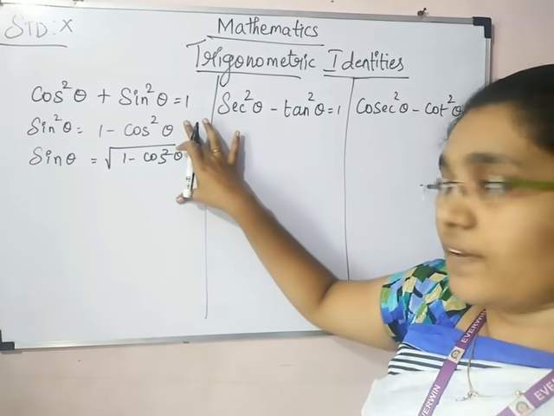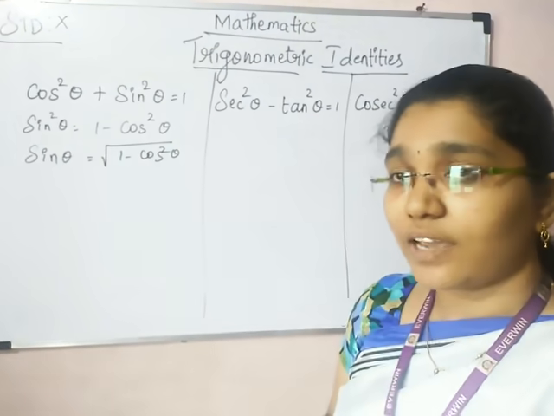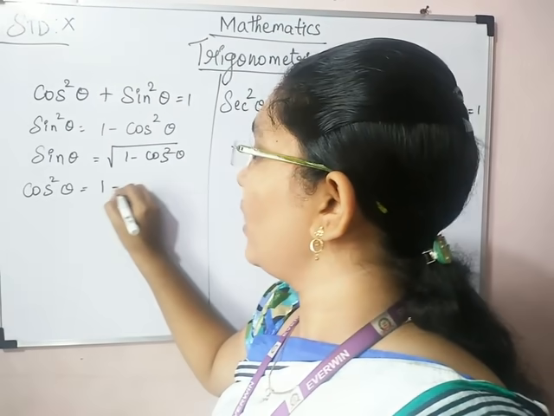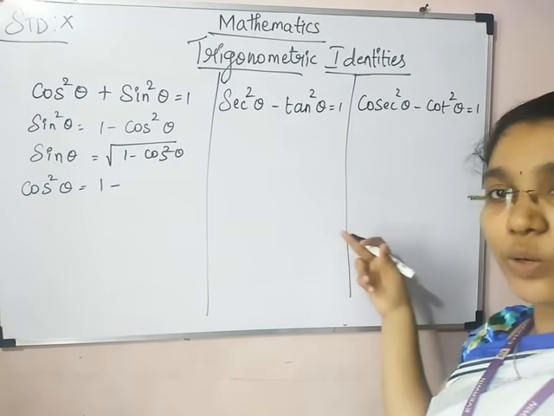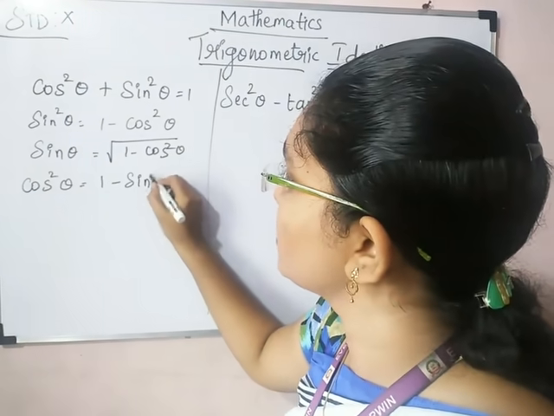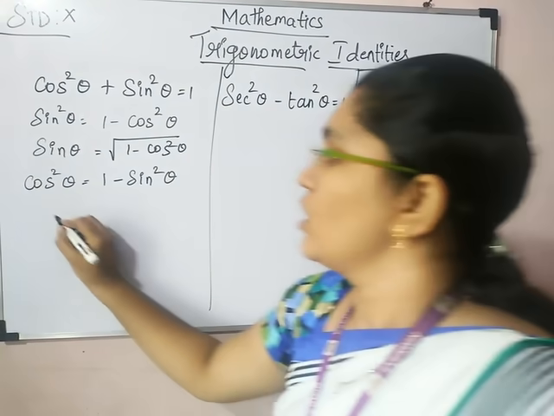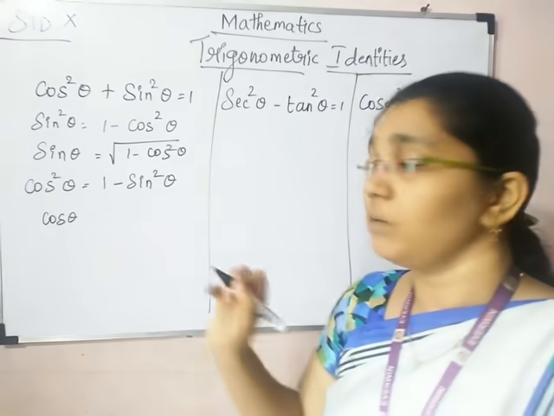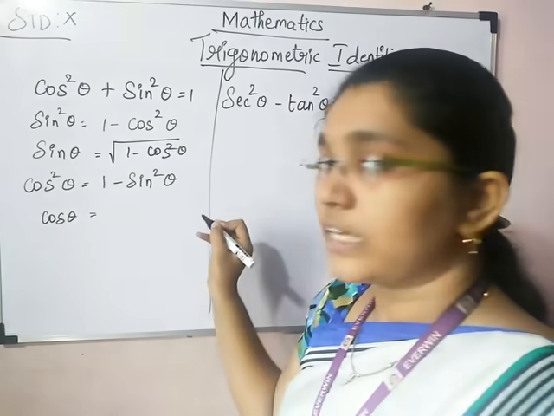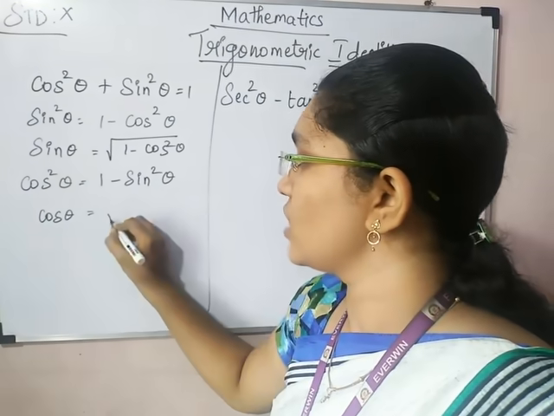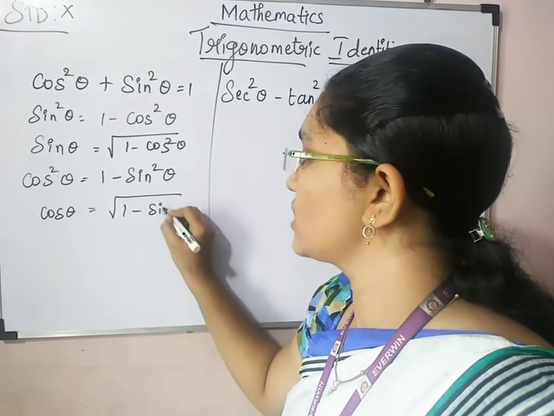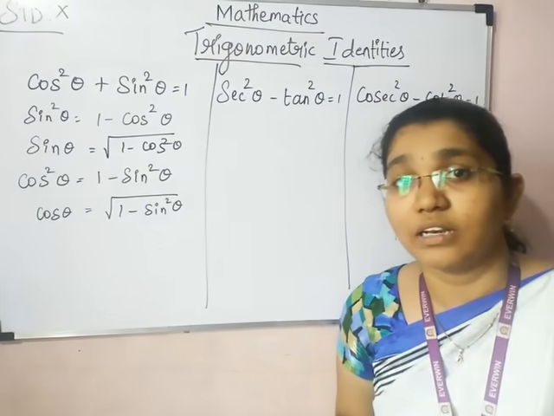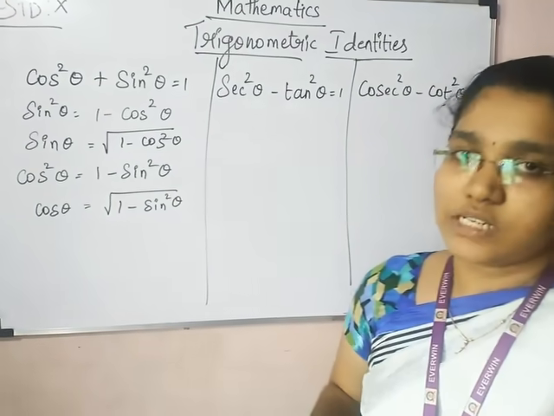So now we have derived the sine value, right? In the same way we can derive the cos value also. So what is cos square theta? Bringing sine to that side, it becomes 1 minus sine square theta. If we need the cos value alone, we have to take the square root on both sides. Then cos theta is equal to the root of 1 minus sine square theta. So these four are called the supplementary identities of the first identity.